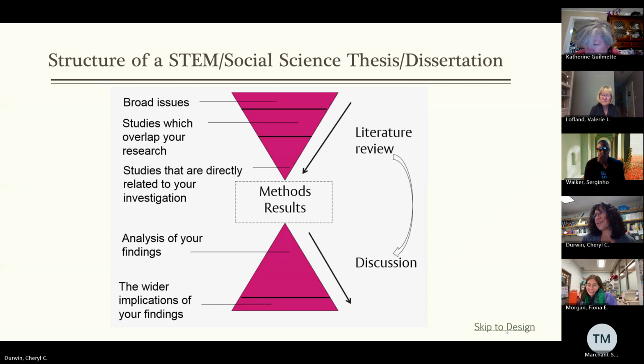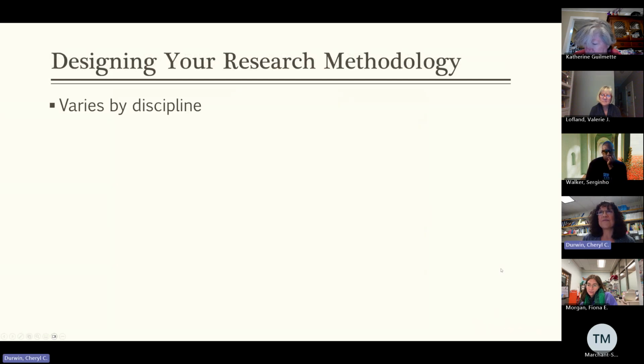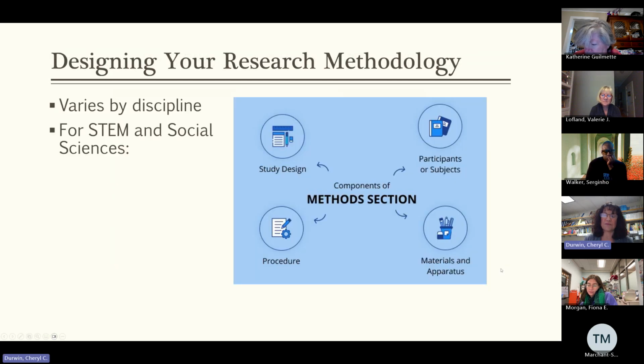So methodology, I'm not going to say very much, because it does vary by discipline. STEM and social sciences have a similar approach, I think, to methodology. And so this little graphic here just shows you the various components of a typical method section. We start with participants. So who are you going to be surveying or investigating and recruiting? Where are you going to get the participants?